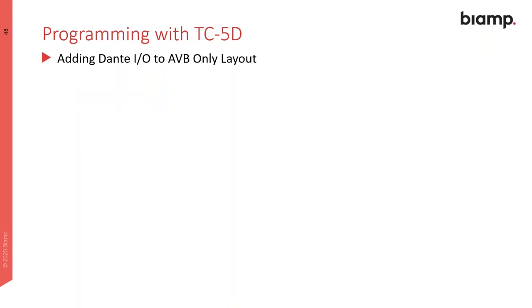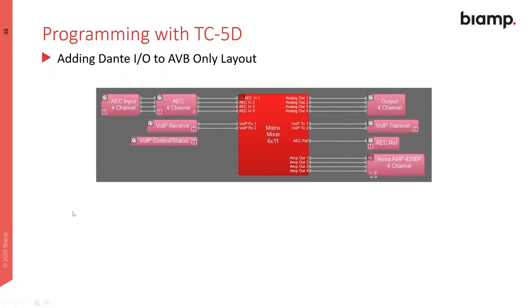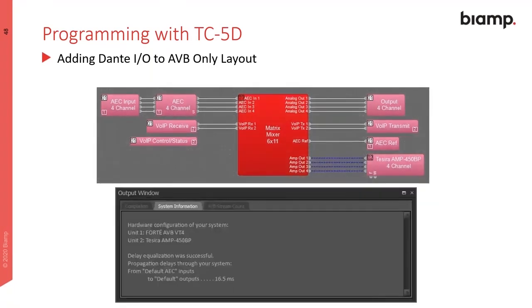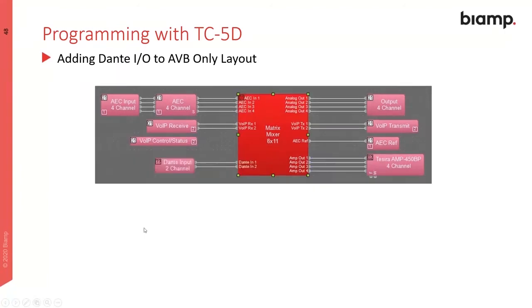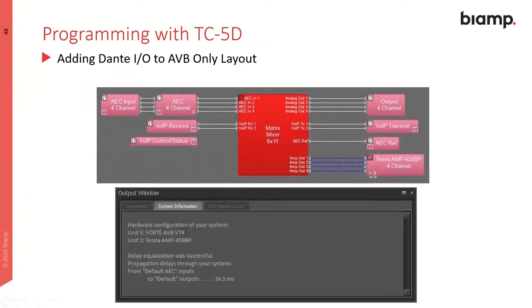The programming of the TC5D is very simple. You just add it like in this layout. You have some AEC input, and in this case we have AVB VT4. You just add a Dante network. If I hit compile in this case, I will get this output: a TesiraCONNECT 5D, a Forte AVB VT4 and an AMP 450 BB. So you have this amplifier, and you have the Tesira Forte AVB VT4.